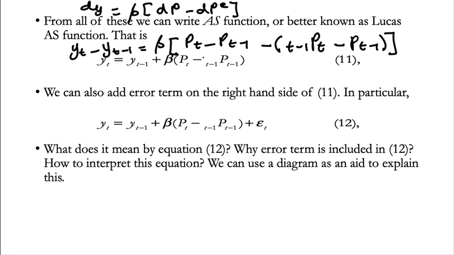Okay, and then you rearrange it until you get yt on the left hand side and the rest on the right hand side. There are some cancellations that we can do in this expression here before we get 11. Now once we get 11, this is actually a function that is written in the form of time, or better known as the Lucas supply function. So this is the mathematical expression of the aggregate supply Lucas function.